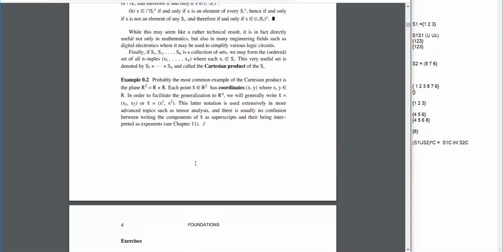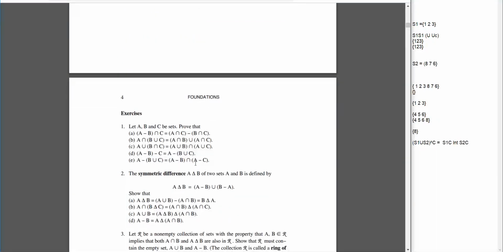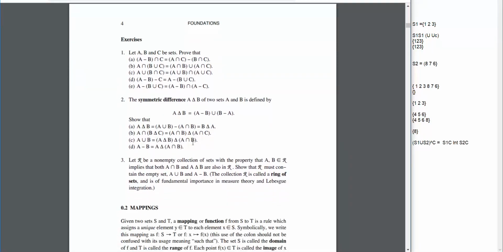Chapter 11. So the Cartesian product is basically, okay, A, B and C are sets. Prove that A minus B intersection with C equals. So these are a set of exercises.